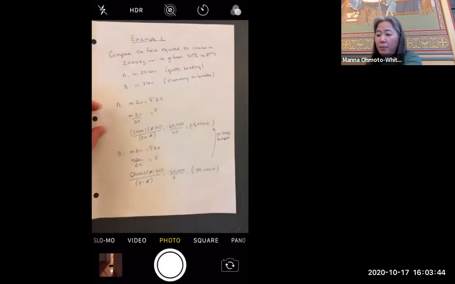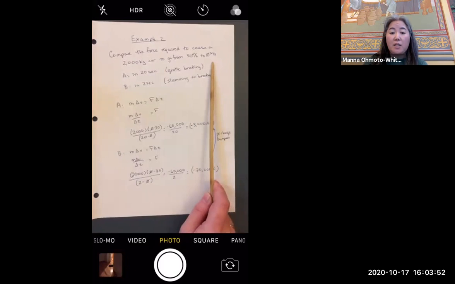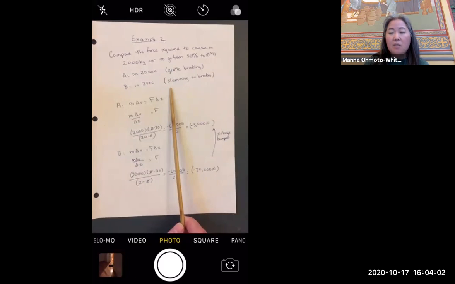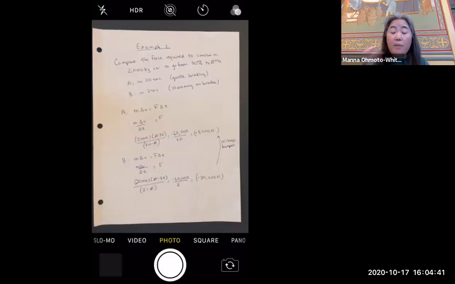Example 2. Compare the force required to cause a 2,000 kilogram car to go from 30 meters per second to 0 meters per second. The two different scenarios are, I do it in 20 seconds, gentle braking, or I accomplish that in 2 seconds by slamming on the brakes. So instinctively, you have a sense that if I slam on the brakes, I'm going to be applying a greater force. So let's look to see if that pans out.